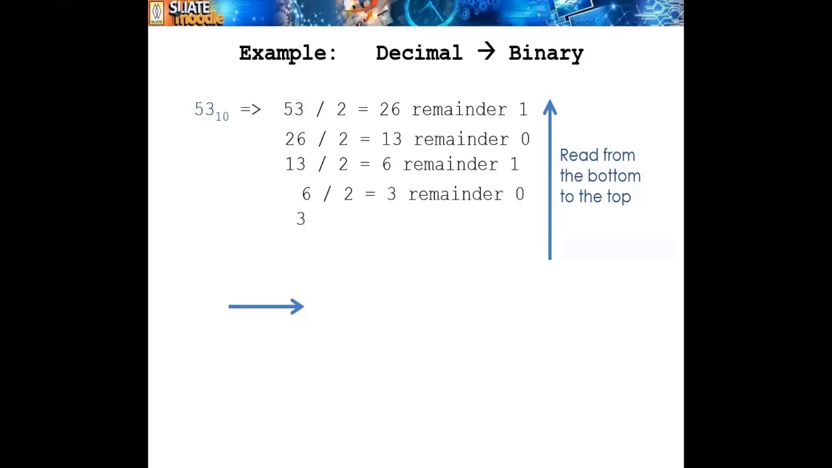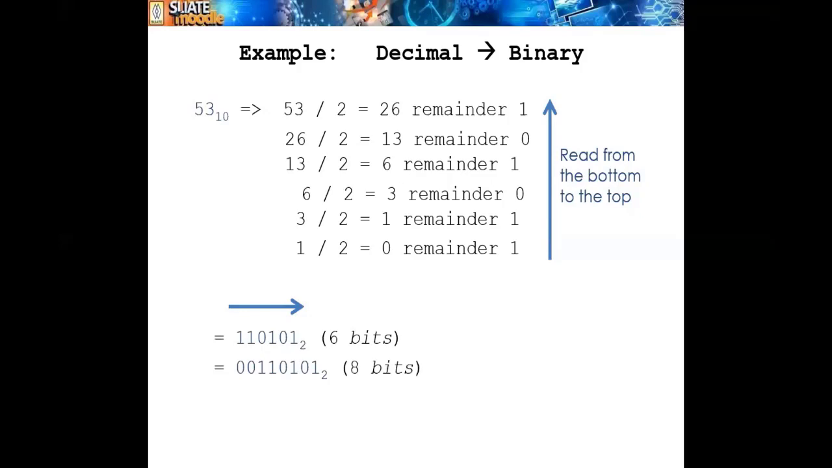So 53 base 10, if you convert this, you can get these 6 bits. If you try to store this as 8 bits, the remaining left digits will be 0. If you are trying to store this in 16 bits, what will happen? We'll have 8 preceding zeros.